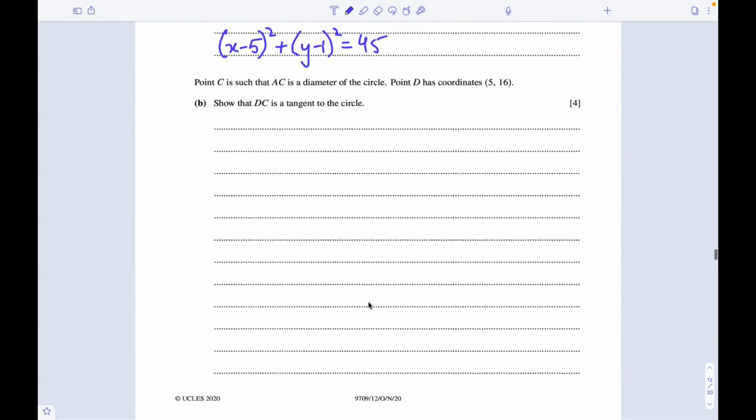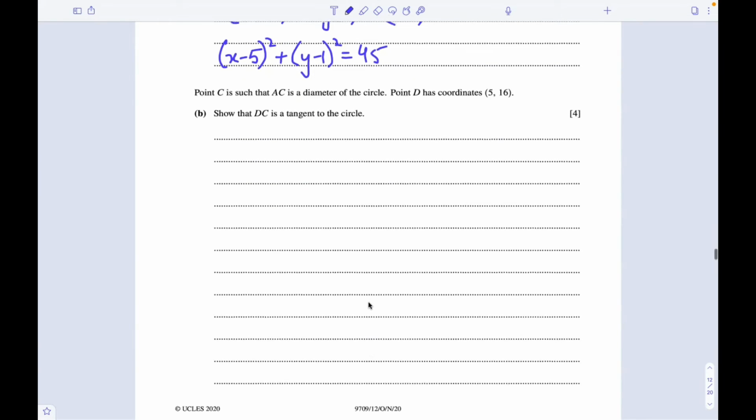In the next part, we have a point C such that AC is the diameter of the circle. Point D has coordinates (5, 16). We have to show that DC is a tangent to the circle. To show that anything is a tangent, what we first have to understand is that if we have a circle and we make a radius or a diameter, the tangent always makes a right angle with the radius or the diameter. We also know that this point is B, which is the midpoint. So let's say if this was A and this is C, B would be the midpoint.